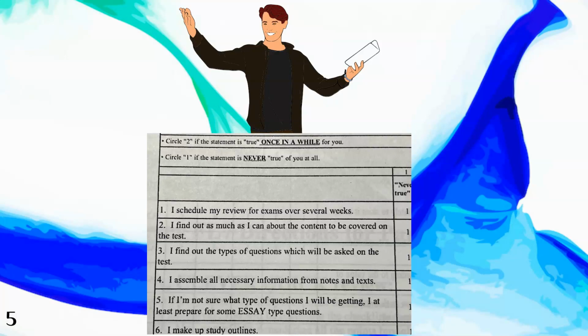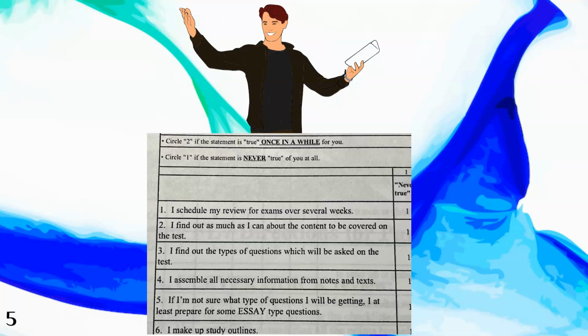Item number 2 is: I find out as much as I can about the content to be covered on the test. If you regularly seek information about this from your teacher, others in your class, or past tests, give yourself a 4 or 5. Not something you do? Answer a 1 or 2. Somewhere in between, answer a 3.